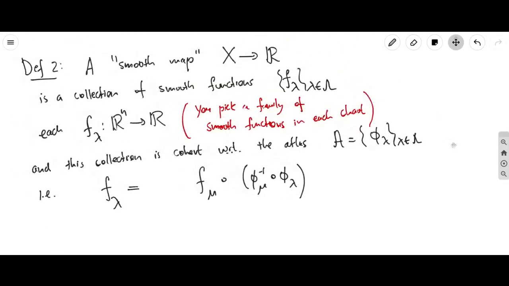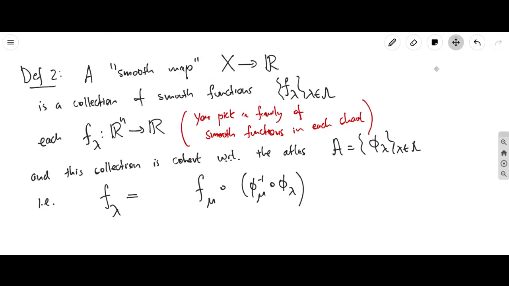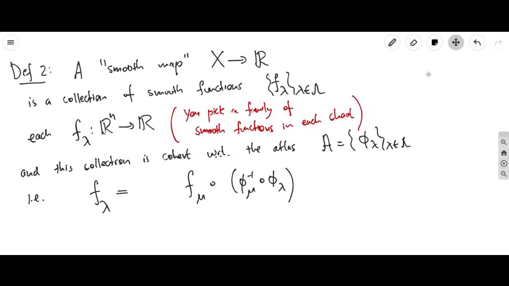Okay, so that's an alternative way of defining a smooth map. This is going to be very helpful for us when we define what a differential form is on a manifold. So we have these two definitions, but this is the one that we're going to primarily be using. But before we move on and define what a differential form is, I want to give you an example.